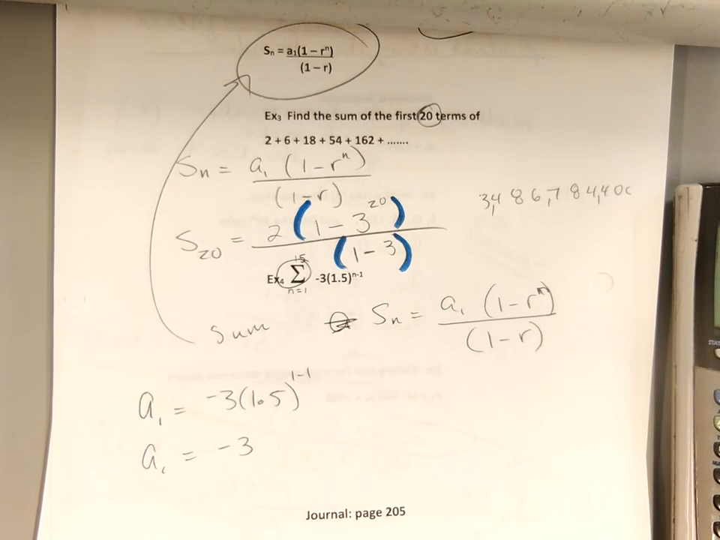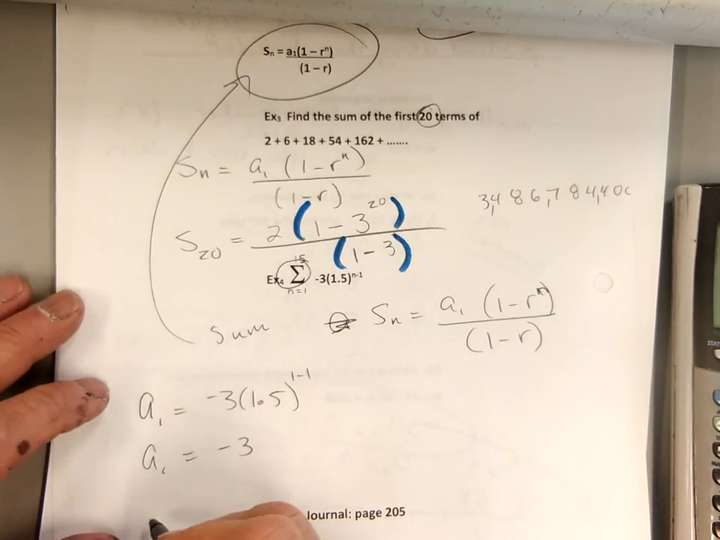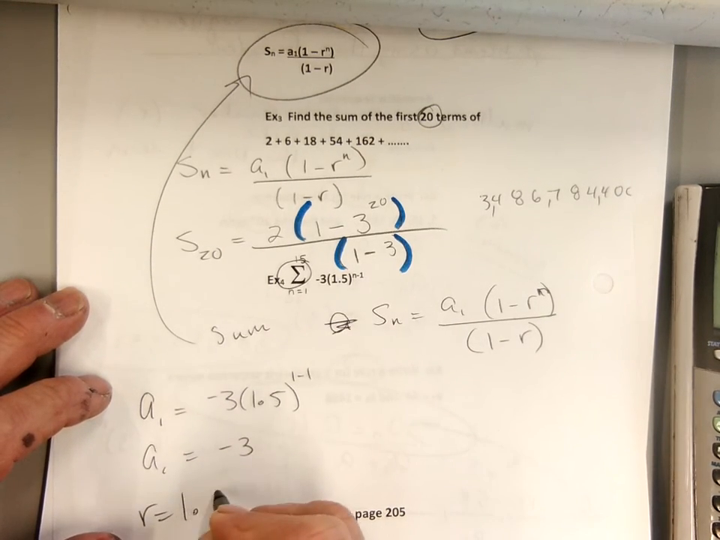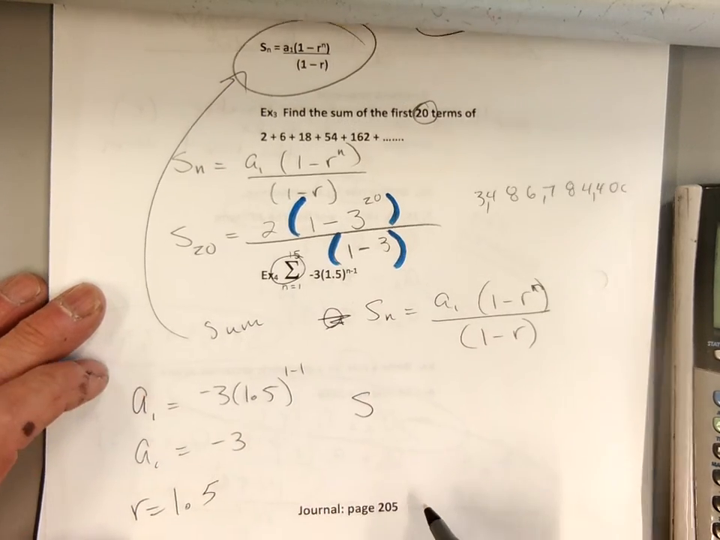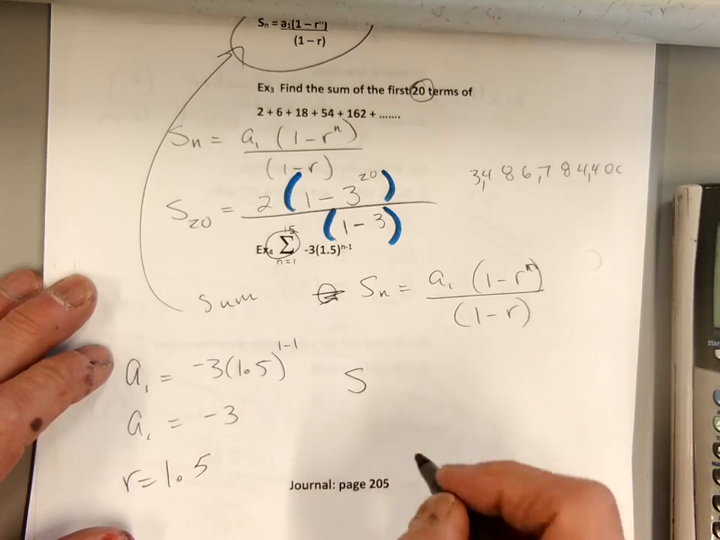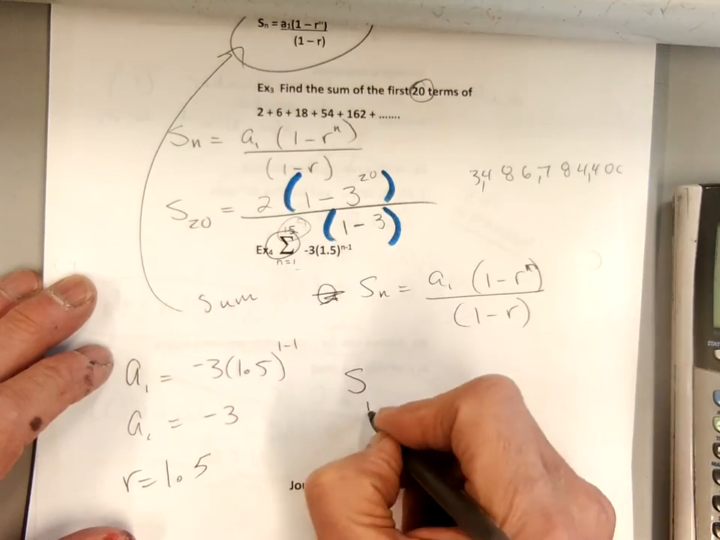What's my multiplier? 1.5. Yes. How'd you know that? You see it right there? Doesn't it sit right in the same spot? Nice job. So R is 1.5. We are adding up a whole lot of terms. Let's just let the formula do it. S of what? How many terms am I going to make? 15. Nice, because we're going to go from 1 to 15, right?